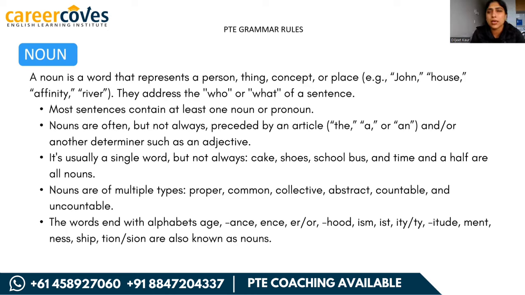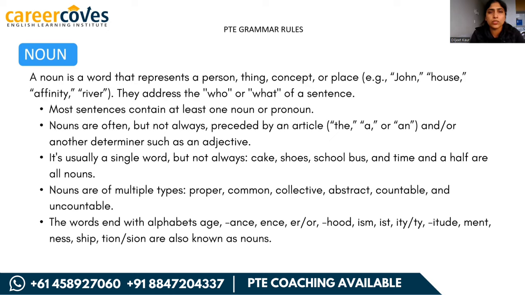Whenever you see any article, it is always followed by a noun or another determiner such as an adjective. A noun is usually a single word, but not always. There can be plural words as well, meaning more than one thing, and that can also be a noun. Nouns can be of multiple types. They can be proper, common, collective, abstract, countable, and uncountable. And there are some other nouns.